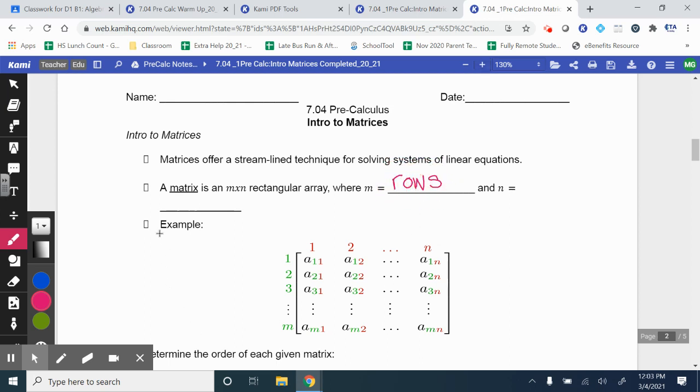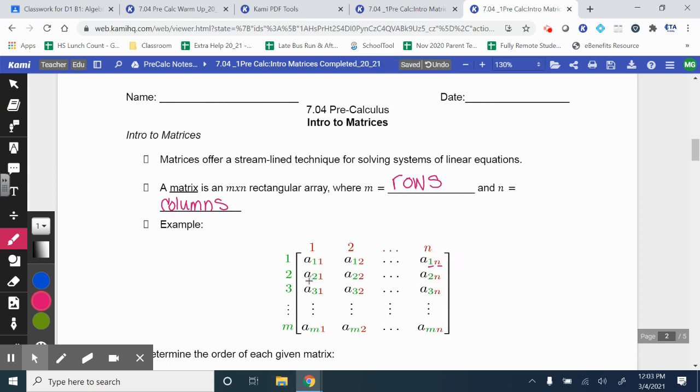and n is the number of columns. For example here, so these A's are all elements of your matrix. So here you have A sub 1, 1, meaning it's in row 1, column 1. A1, 2, it's in row 1, column 2. And then you could continue until you get to the nth term. So this one is still in row 1, but in column n this time.